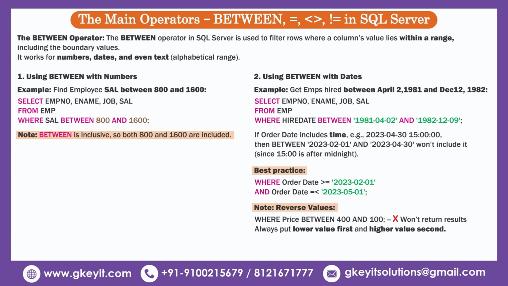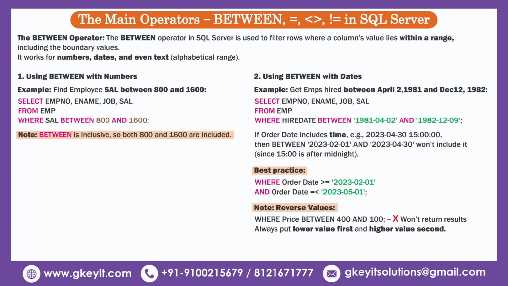The between operator in SQL Server is used to filter rows where column values lie within a range, including both boundary values. It works for numbers, dates, and even text values. Coming to the scenarios, using between with numbers. For example, to find employees with salary between 800 and 1600. Here is a query: select employee number, employee name, job, salary from employee where salary between 800 and 1600.